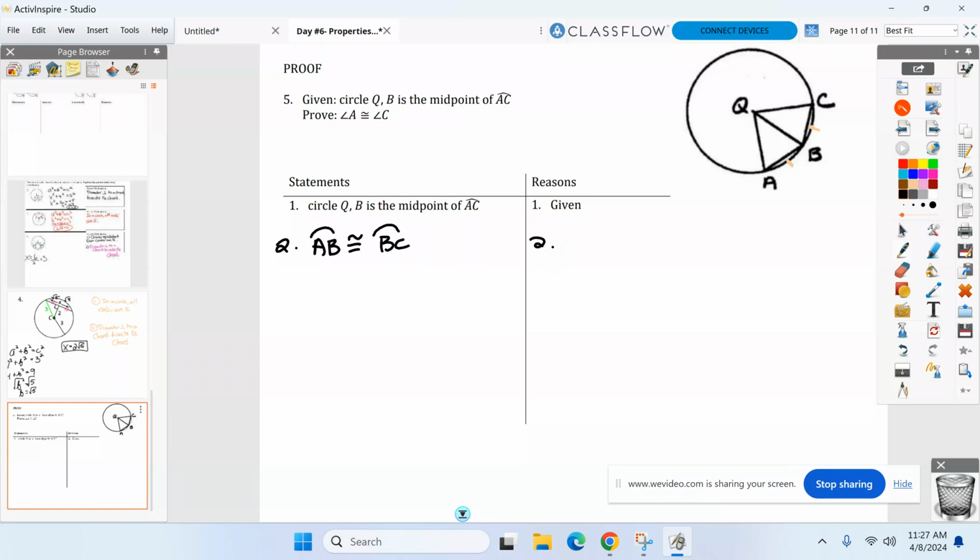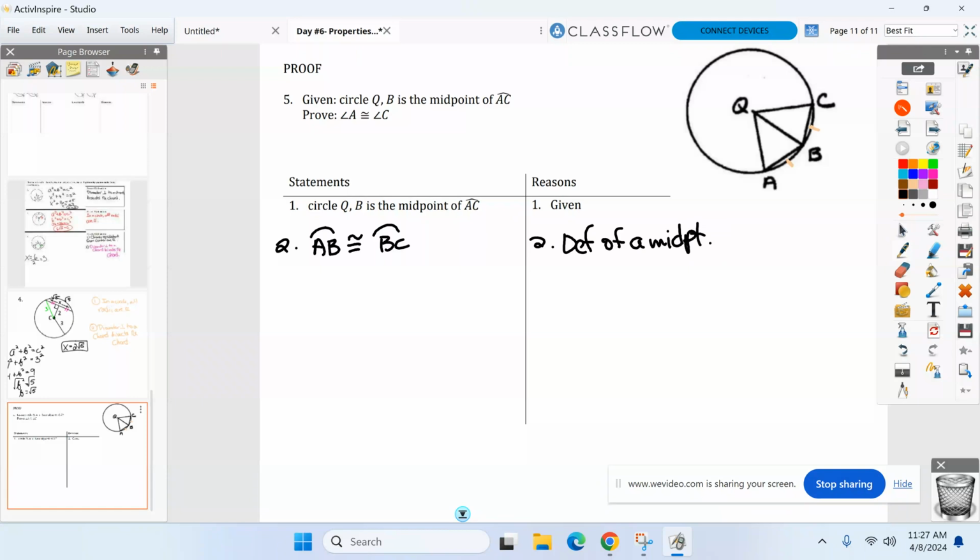Don't complicate it. What do you think my reason is going to be? Same reason it was if I said segment AB congruent to segment BC: definition of a midpoint. So don't get freaked out there. Midpoints work the same way for arcs as they do for segments.